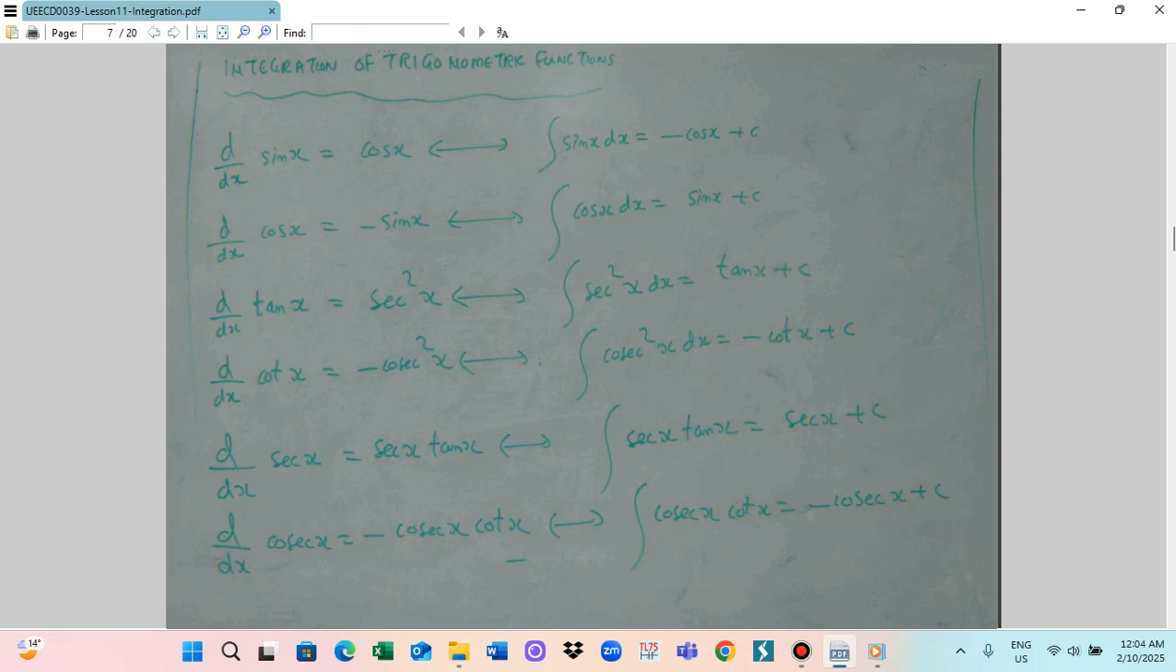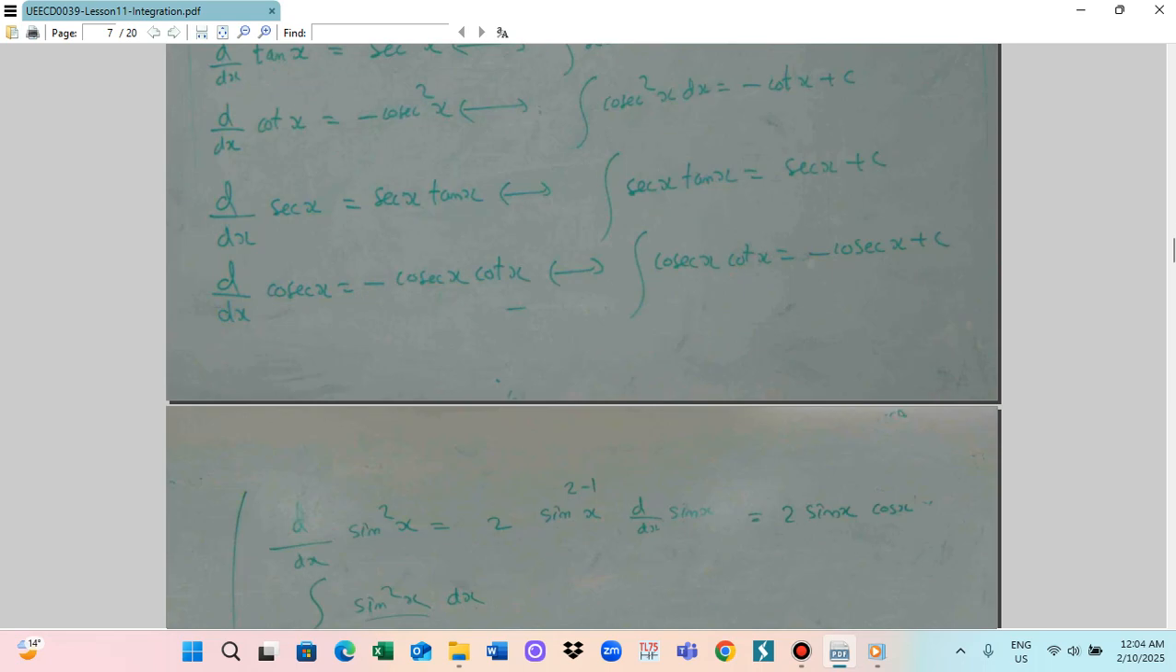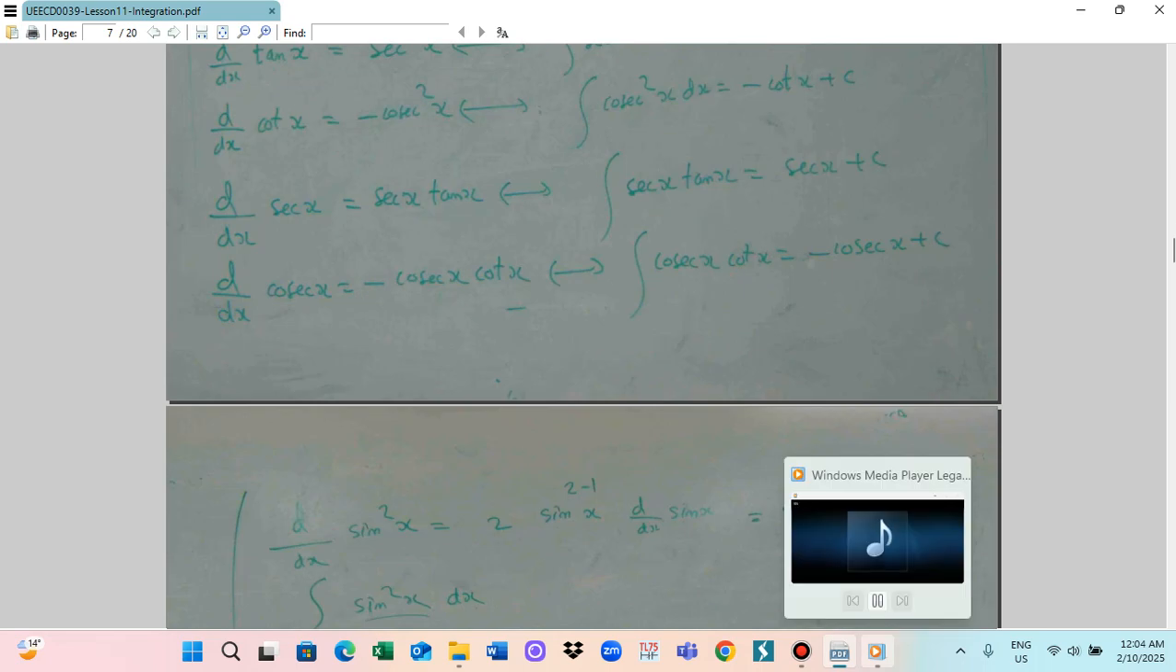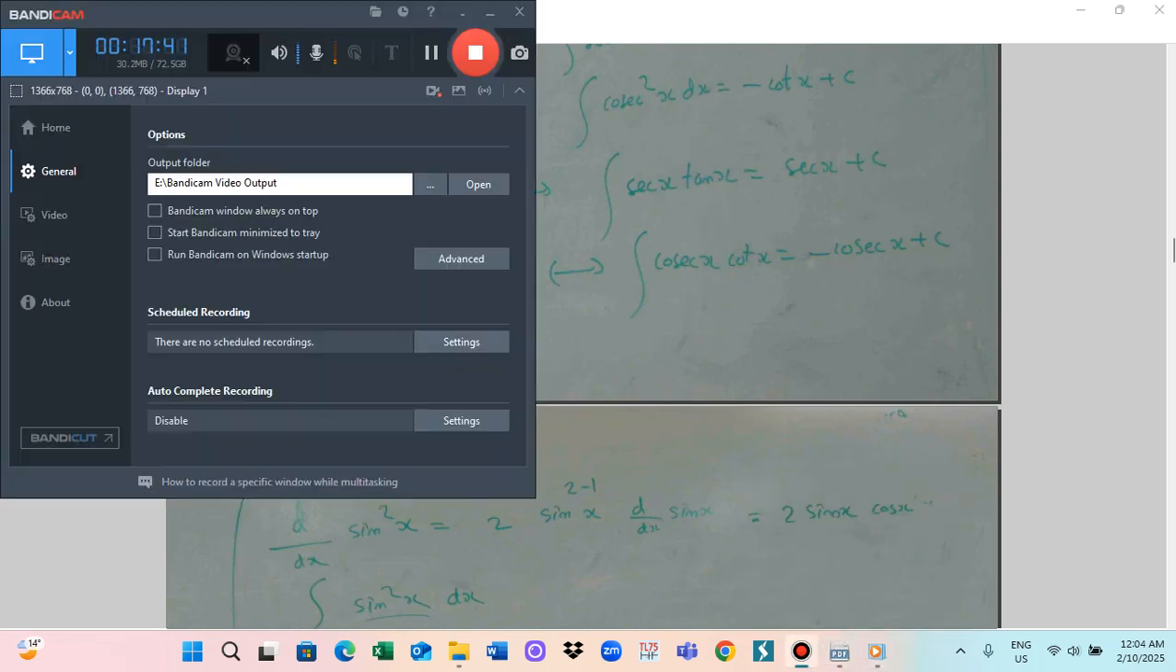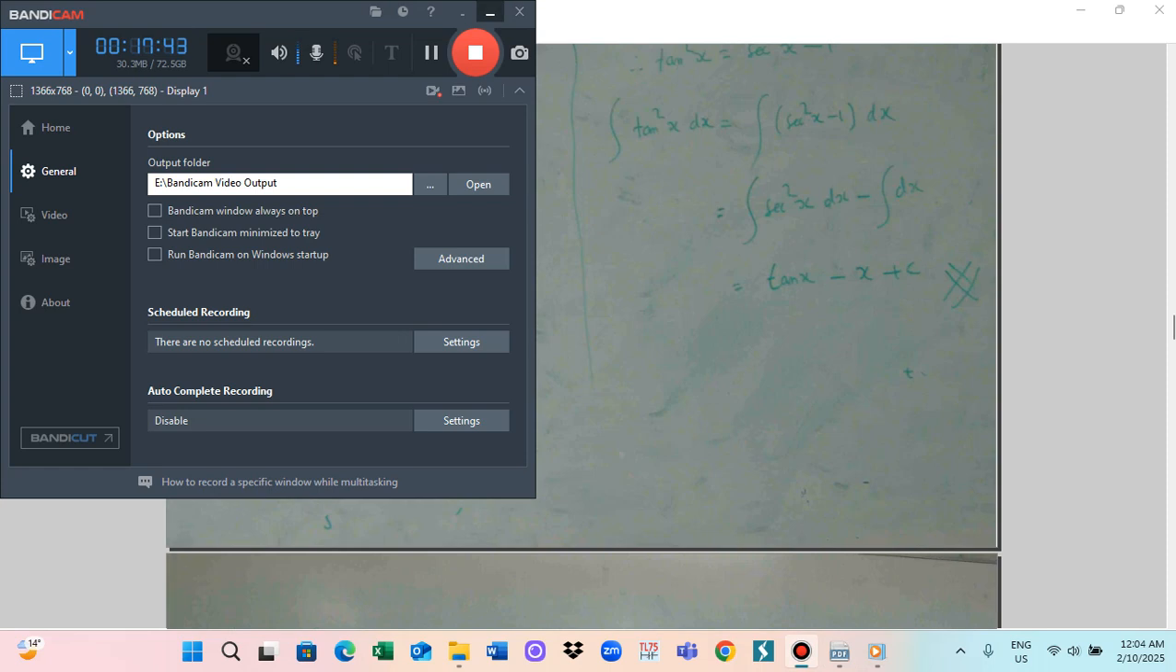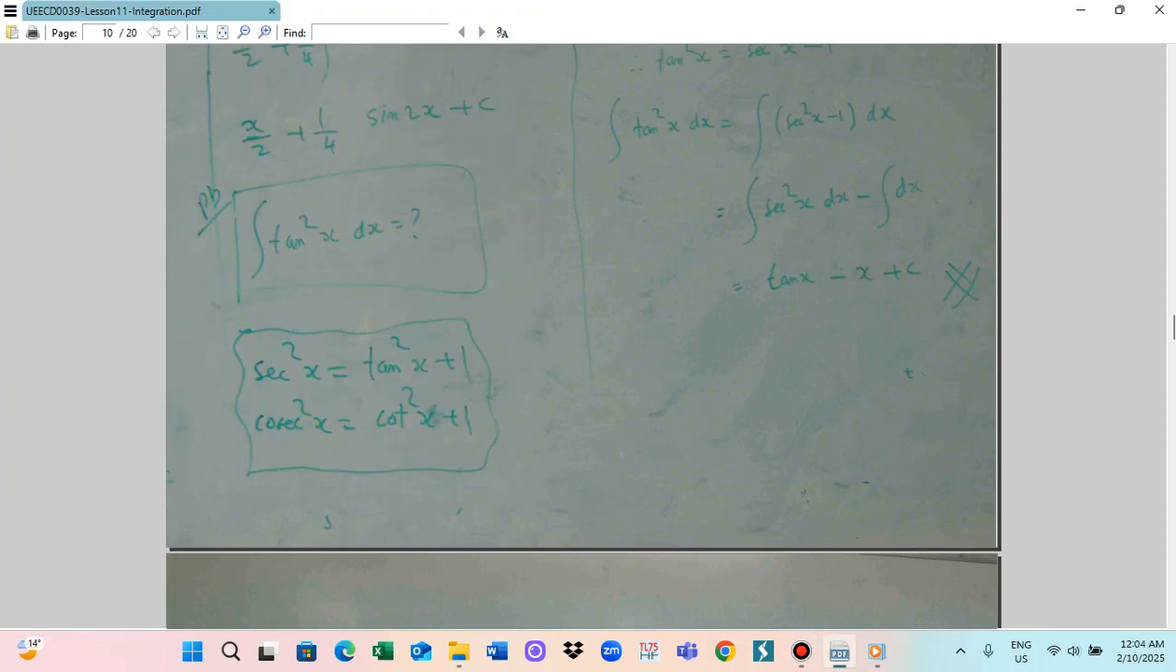And we also got another formula. How are secant A and tangent A related? There's a formula: secant squared A is equal to tangent squared A plus 1. For tangent squared 3A, firstly you have to convert it to secant squared, using this formula: secant squared A is equal to tangent squared A plus 1.